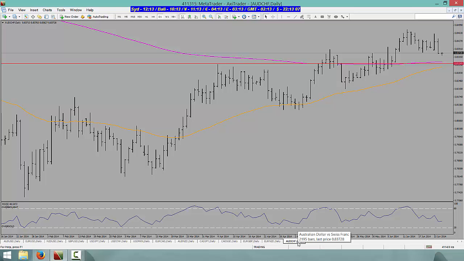So that's pretty much what we're looking at for this week. Pretty quiet for the rest of the week in terms of data. Some UK stuff out later in the week, but otherwise it's just pretty quiet.